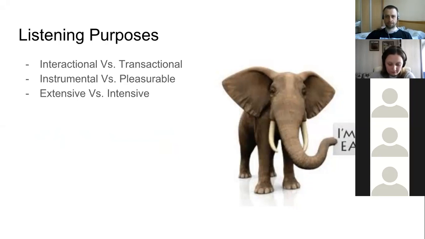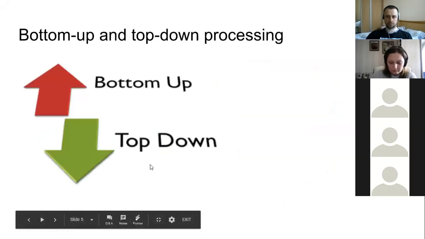Your purpose could be instrumental. For example, you listen to some directions, how to get to the place. You need to remember the way. Sometimes you listen just for pleasure, like music, TV shows, and so on. And it could be extensive when you listen to something long, audiobooks, as Tatiana mentioned, on your way to work and so on. Or intensive listening is usually what happens at the lesson because, well, we don't have time for the extensive one. So as we have different purposes, we are using different things to reach our aims.